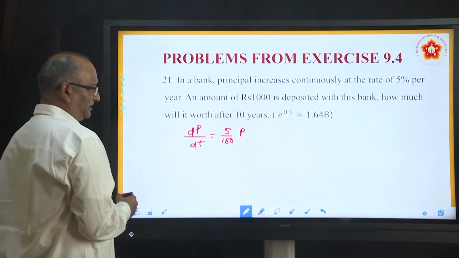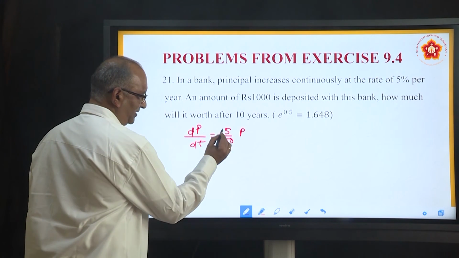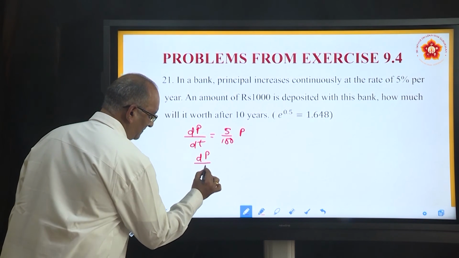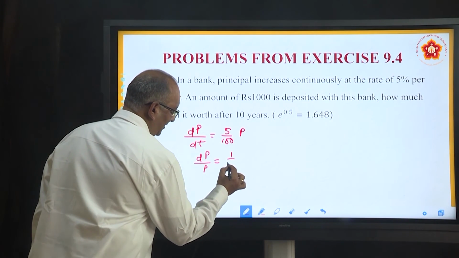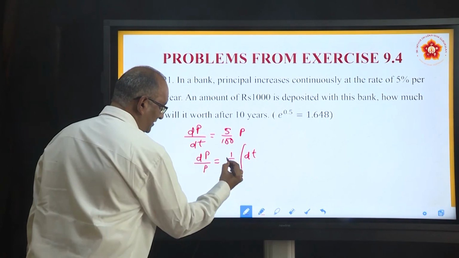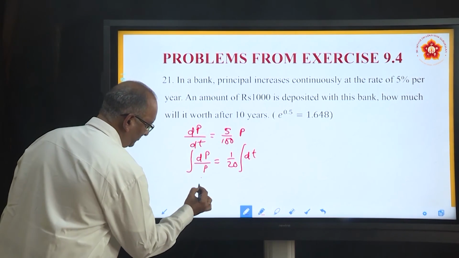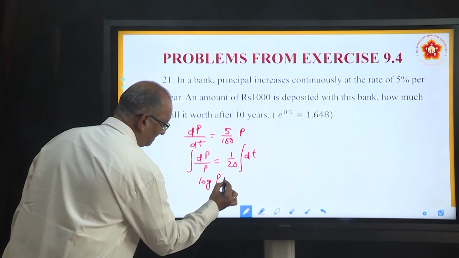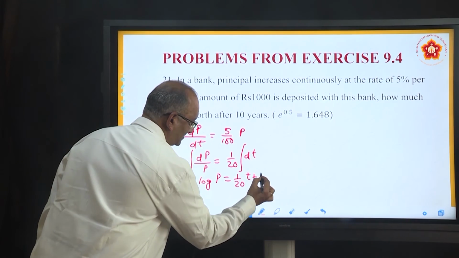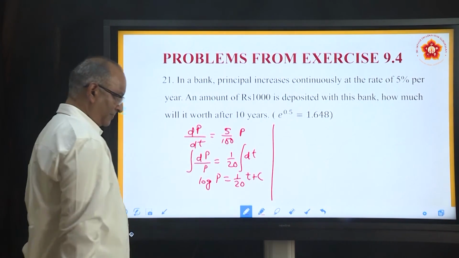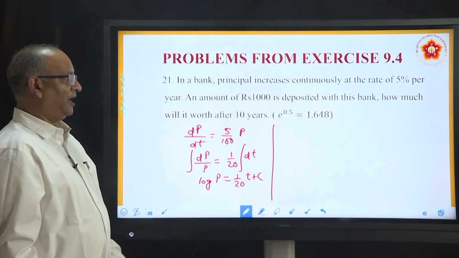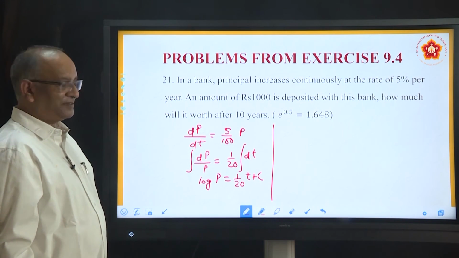So separate the variables, get P this side, 5 by 100 will become 1 by 20, and you will have dP by P equal to 1 by 20 dt. Since the variables got separated, you can directly integrate. We get log P equal to 1 by 20 t plus C. Our objective is to find out C. How to find the C?